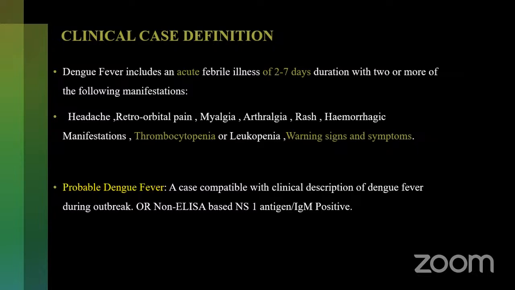So now the clinical case definition. Dengue fever includes any acute febrile illness lasting for 2 to 7 days duration with two or more of the following manifestations, that is headache, retroorbital pain, rashes, myalgia. These are the constitutional symptoms, and along with the presence of thrombocytopenia or one or more warning signs and symptoms.